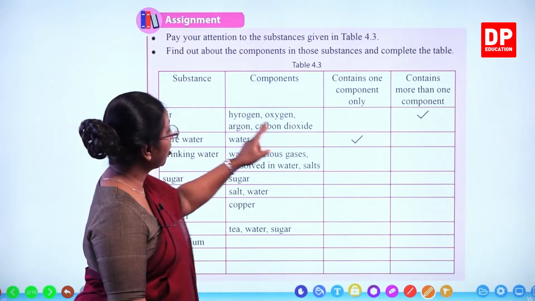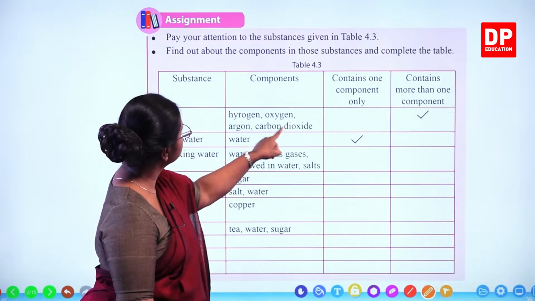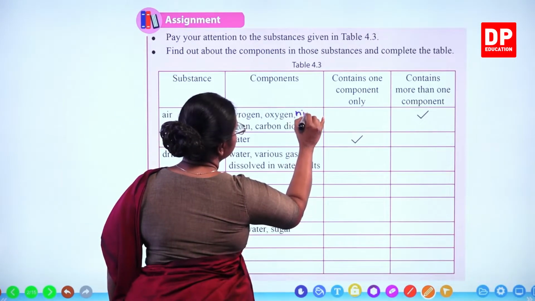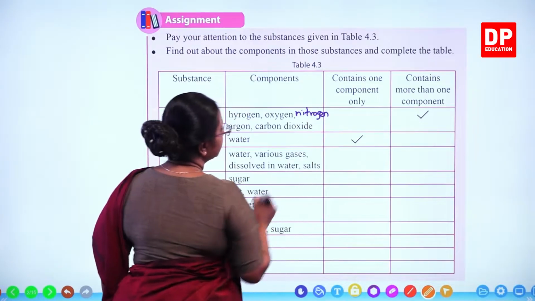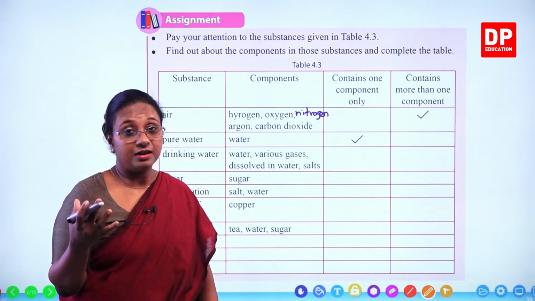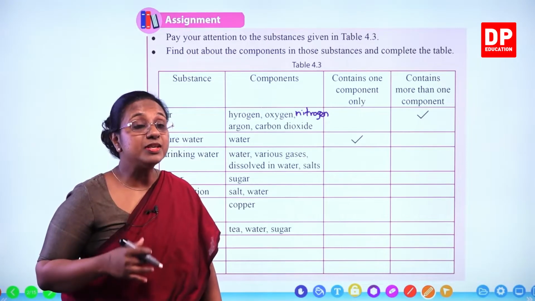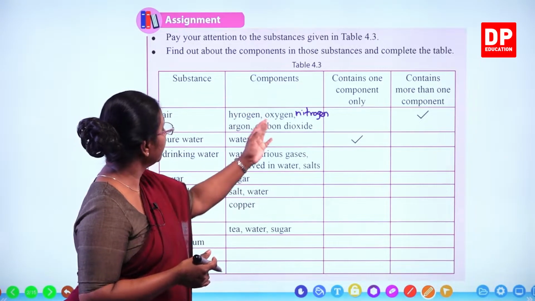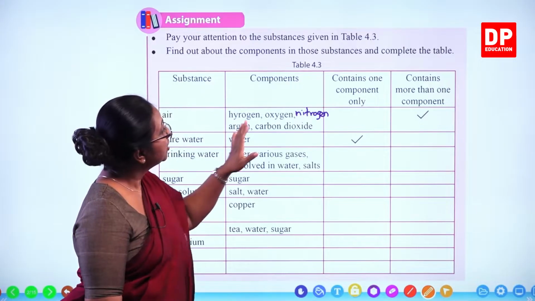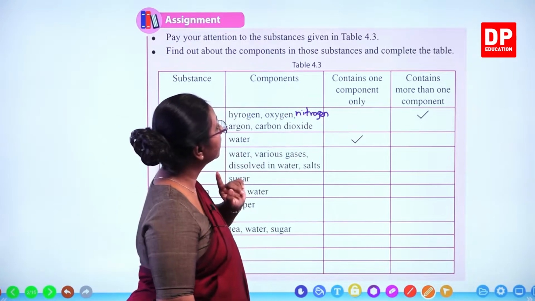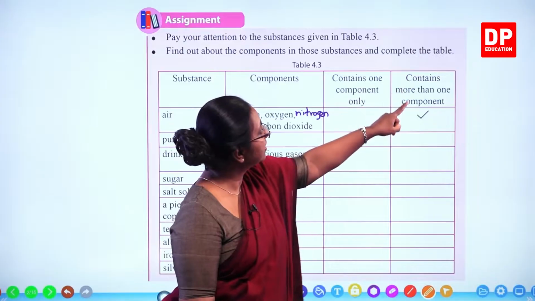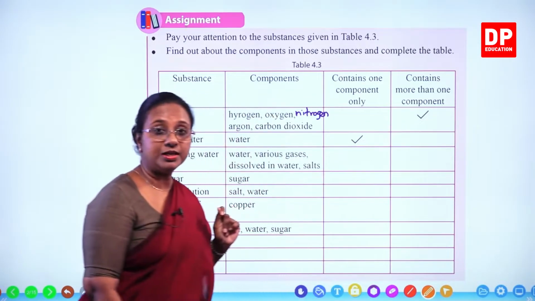Like air, which we have already discussed. Air contains hydrogen, oxygen, argon, carbon dioxide, and even nitrogen. Nitrogen, you all know, students, or you would have heard about this. Nitrogen is the highest amount in air, about 78% of air is nitrogen. Then we have oxygen, argon, carbon dioxide and a small amount of hydrogen also. So if we look at the number of components, does it contain one component only? No, because there are many. So it contains more than one component. That is where we put the tick.